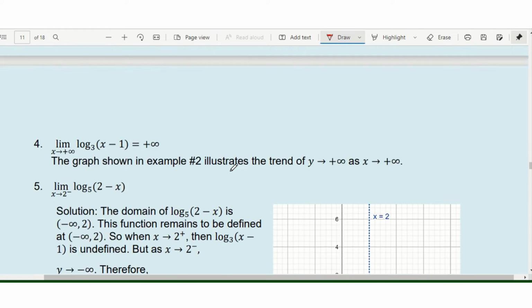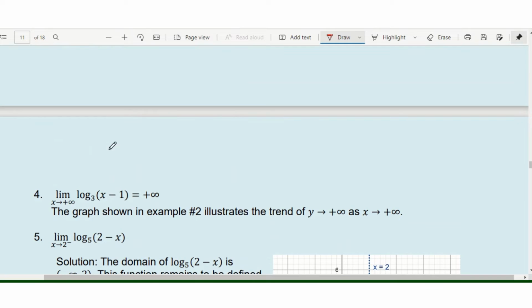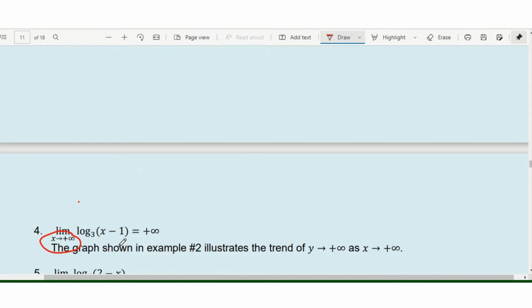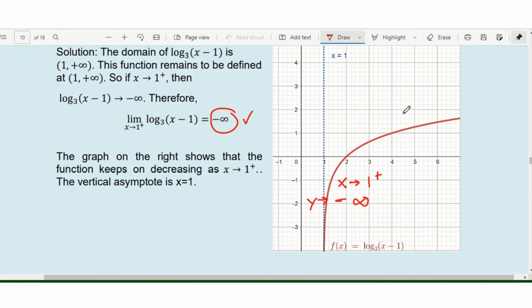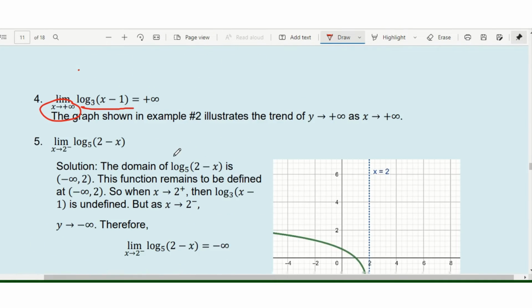But in the fourth example, if we're going to observe the limits at infinity, if we keep on increasing values of x, what will happen to logarithm of x minus 1 to the base 3? Look into the graph here. X keeps on increasing, y does the same. Okay, so that's it. And this x that is equal to 1, the value of x that will make the number 0, will become the vertical asymptote.